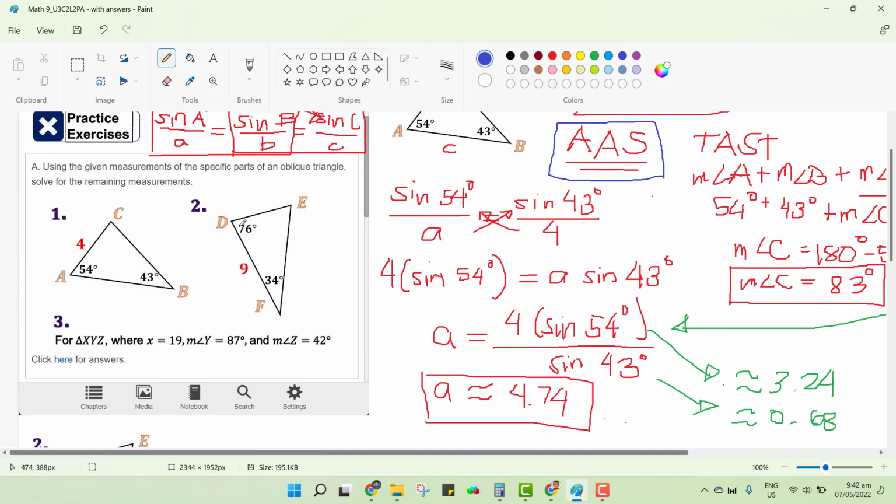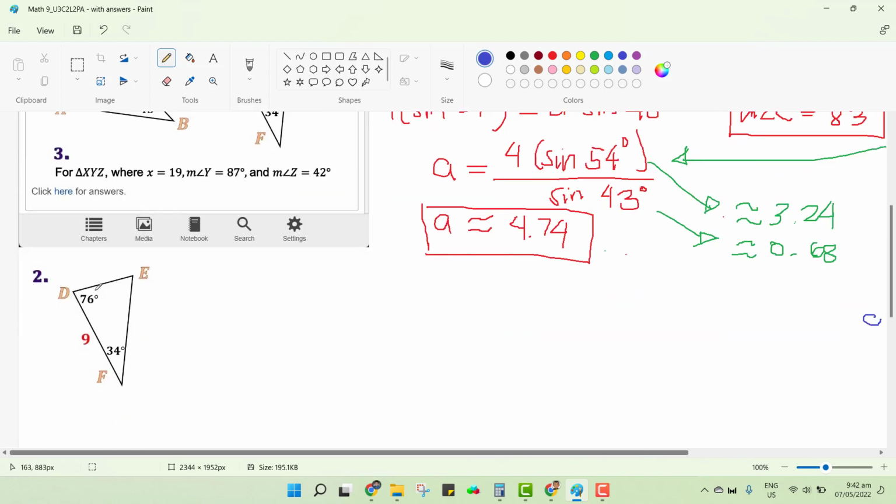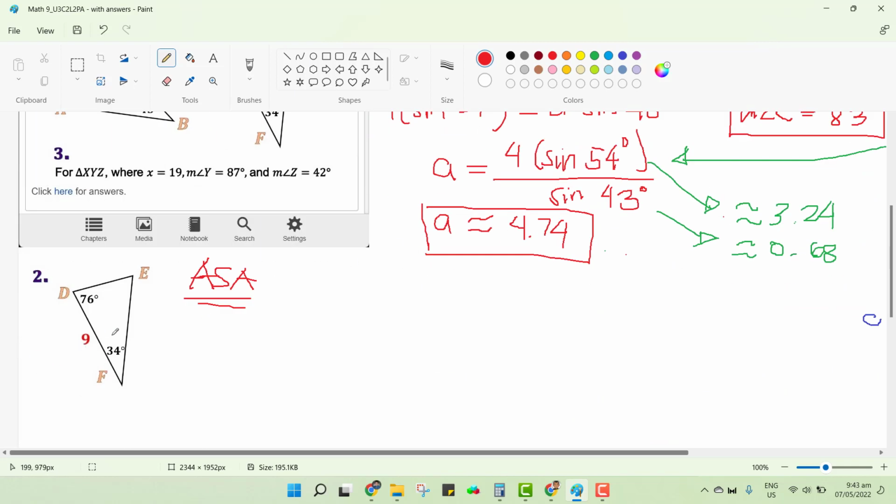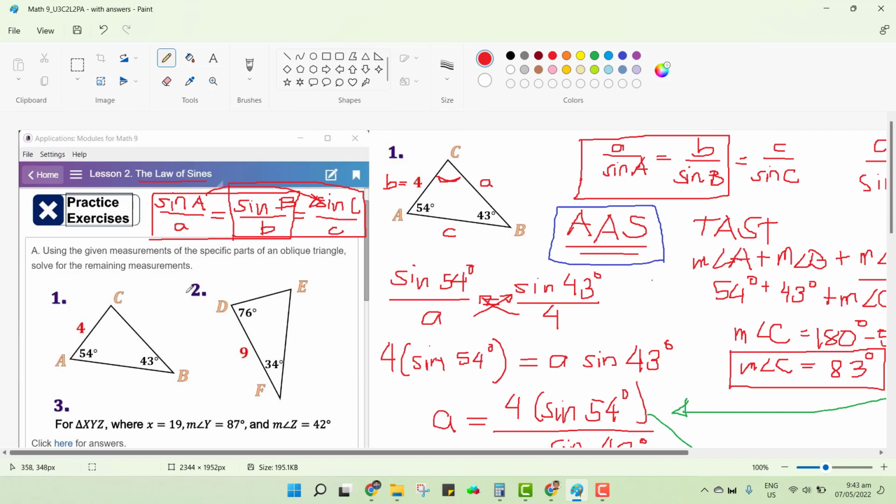Number 2 is where the given angle is 76, you have here 9, and you have here 34. If you're going to examine this one, this is under ASA, because you have here an angle, included side, and angle. Earlier it was AAS because the side is not between the two angles, or it's not the included side. Here it is now the included side. In this manner, we can still solve this one using the law of sines.